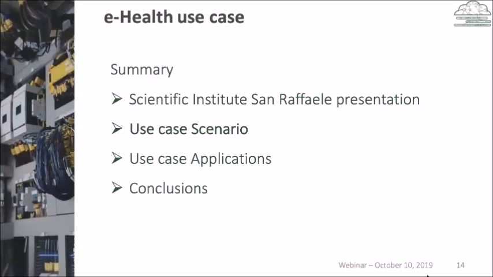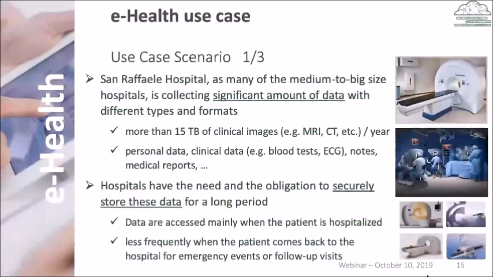Okay, now we go through the use case scenario. San Raffaele Hospital, as many medium to big size hospitals, is collecting in these years a significant amount of data with different types and formats. For example, we have 15 terabytes every year of clinical imaging coming from magnetic resonance, computed tomography, and so on. We have personal data, clinical data, for example, blood tests and other types of medical tests. We have medical notes, medical reports, and so on.